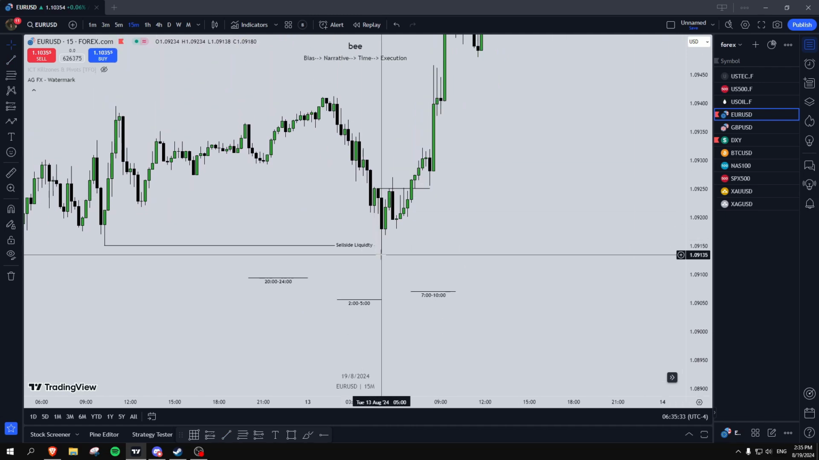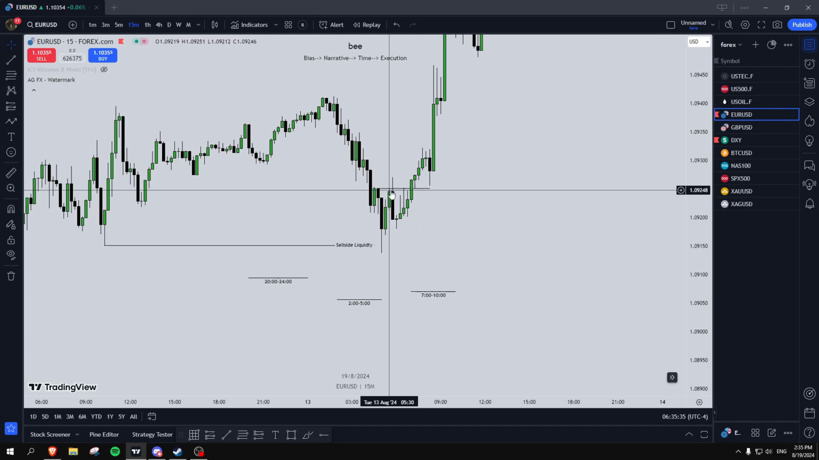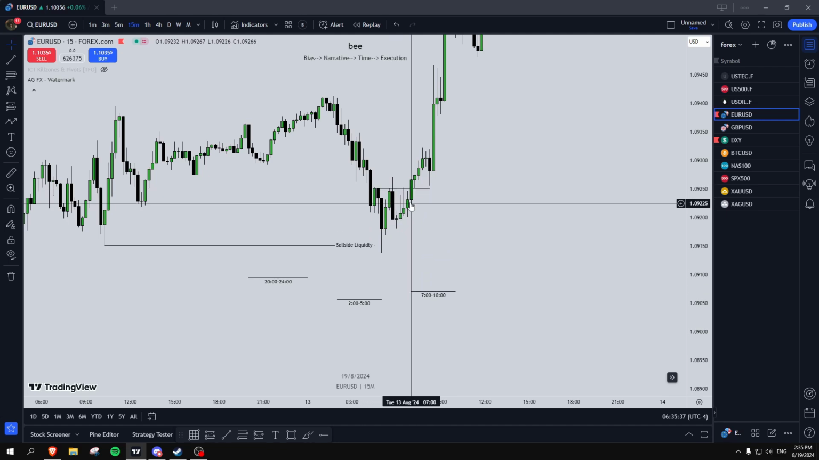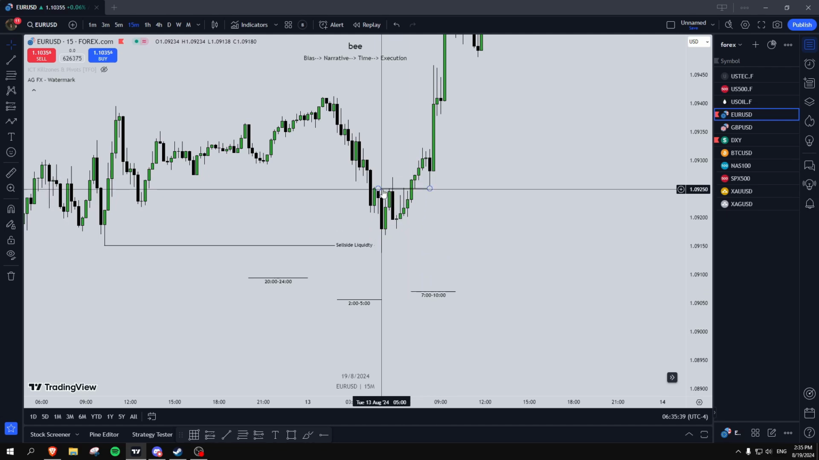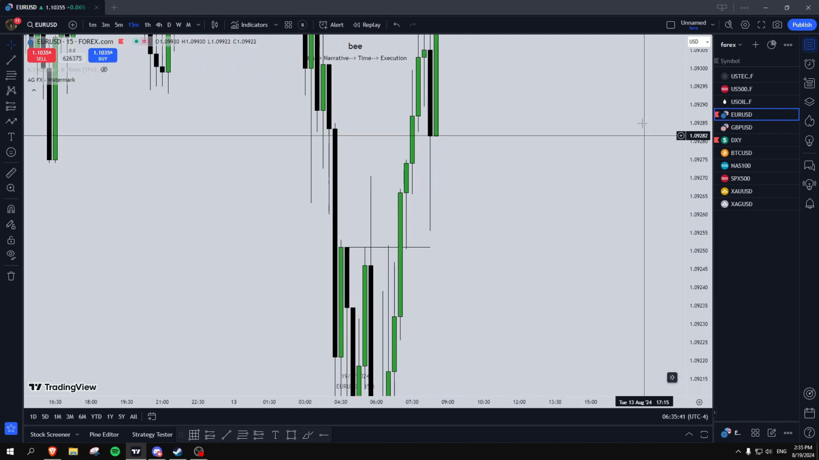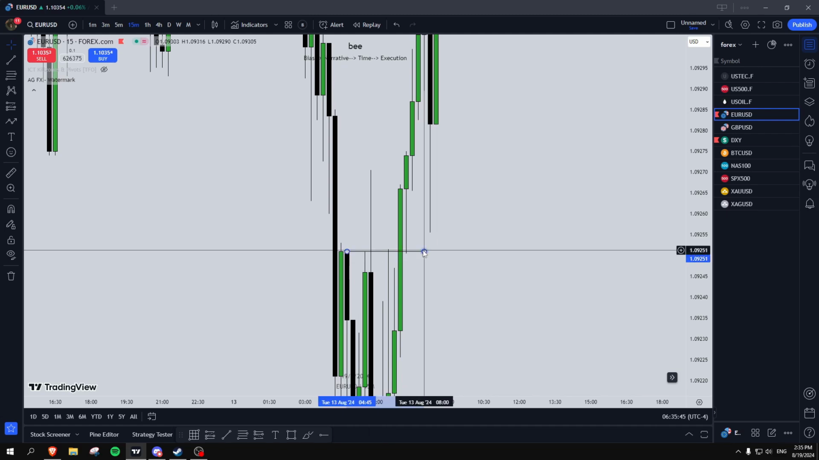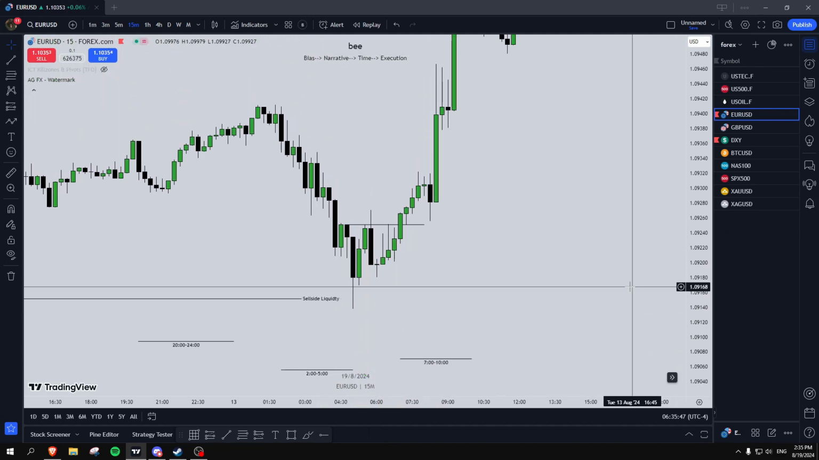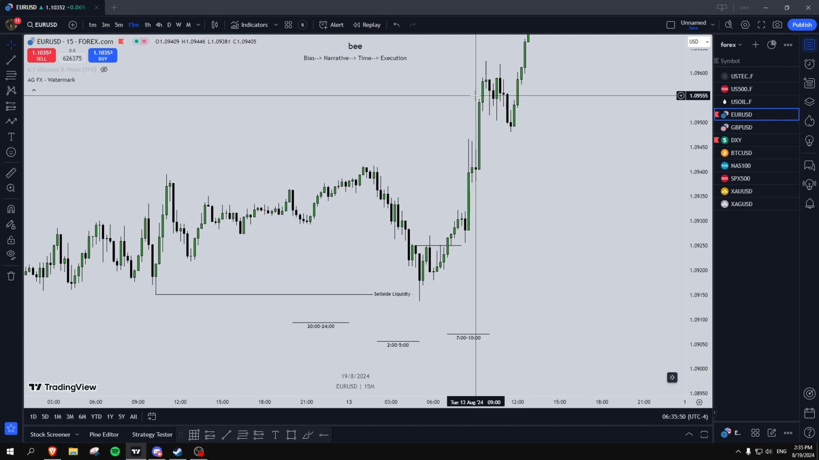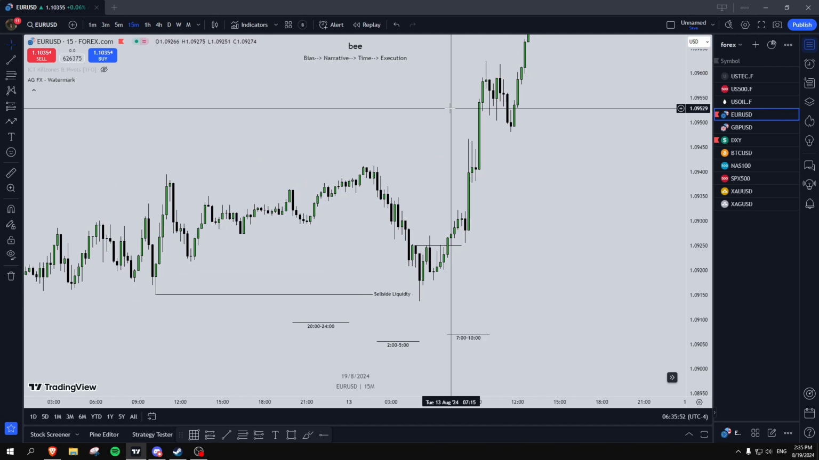The leg that manipulates lower, we respect it here. We didn't disrespect it. We close the candle above this. Then what do we do? We retest it, come down, touch the order block, the CSD of the price, and we distribute to the upside during the New York session.